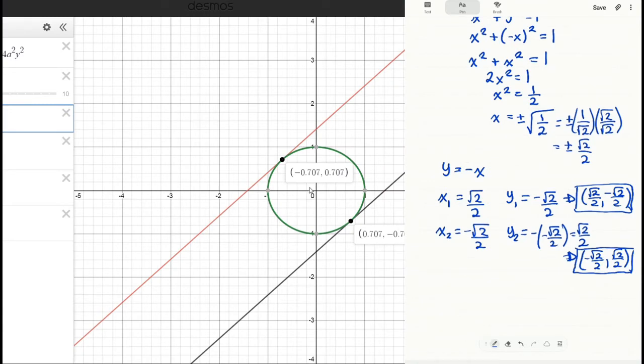So here are the 2 points that we found. We have negative root 2 over 2, comma, root 2 over 2. So we see that the slope of the tangent line is equal to 1. And the other coordinate we have is root 2 over 2, comma, negative root 2 over 2. And again, this tangent line has a slope which is equal to 1.